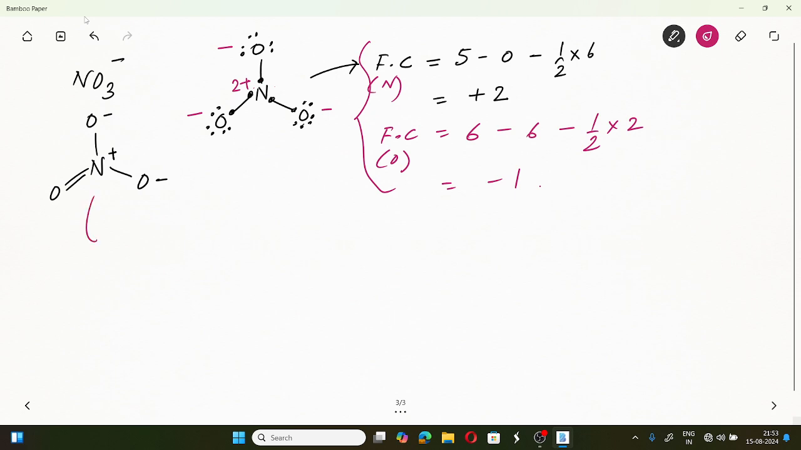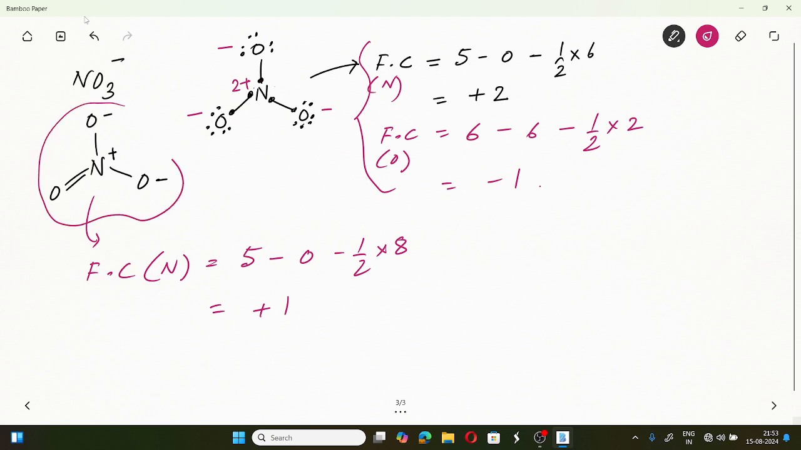And if we write down this structure, then the formal charge over nitrogen is, see, 5 minus half, sorry, 5 minus 0, meaning no lone pair, minus half. Now how many bonds are there? 4 bonds, so there are 8 electrons, so this is plus 1. So if you write down the actual structure, things are much easier. But if you just write down the sigma skeleton like this, then we have to find it out.